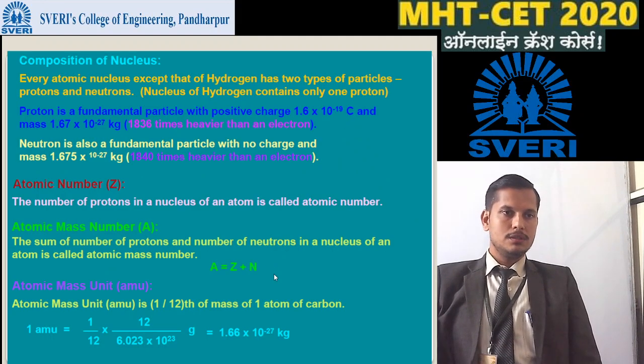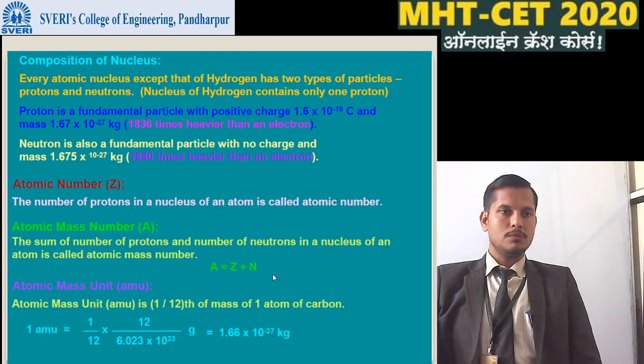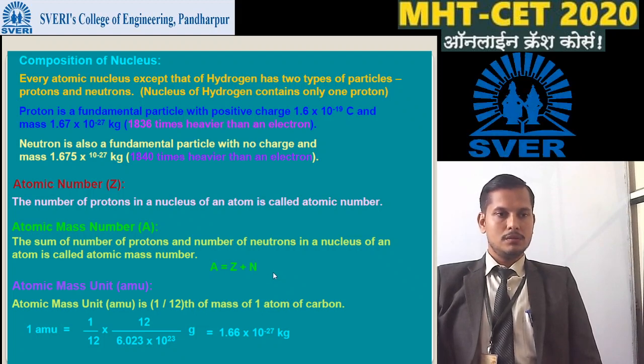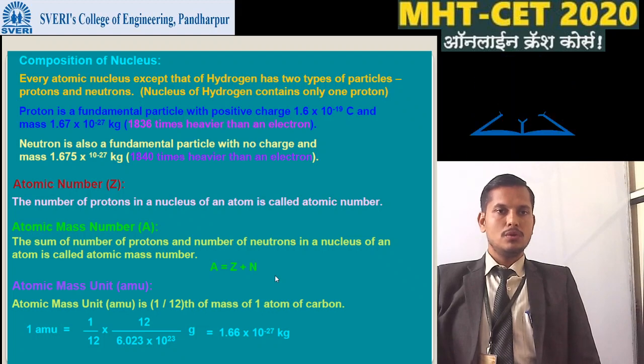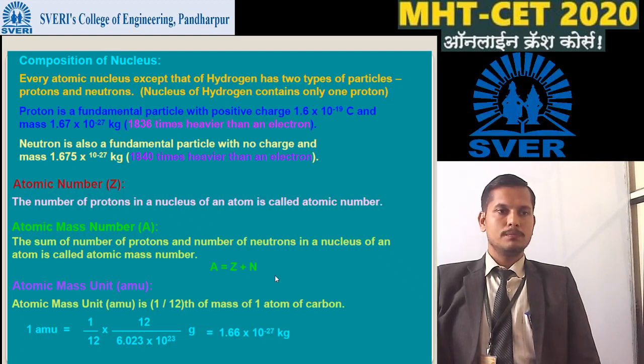Now let us discuss some basic terms, that is, composition of the nucleus, atomic number, atomic mass number, and what is meant by atomic mass unit. Every atomic nucleus except that of hydrogen has two types of particles, that is, protons and neutrons. The nucleus of hydrogen contains only one proton. A proton is a fundamental particle with positive charge 1.6 × 10^-19 coulomb and mass 1.67 × 10^-27 kilogram.